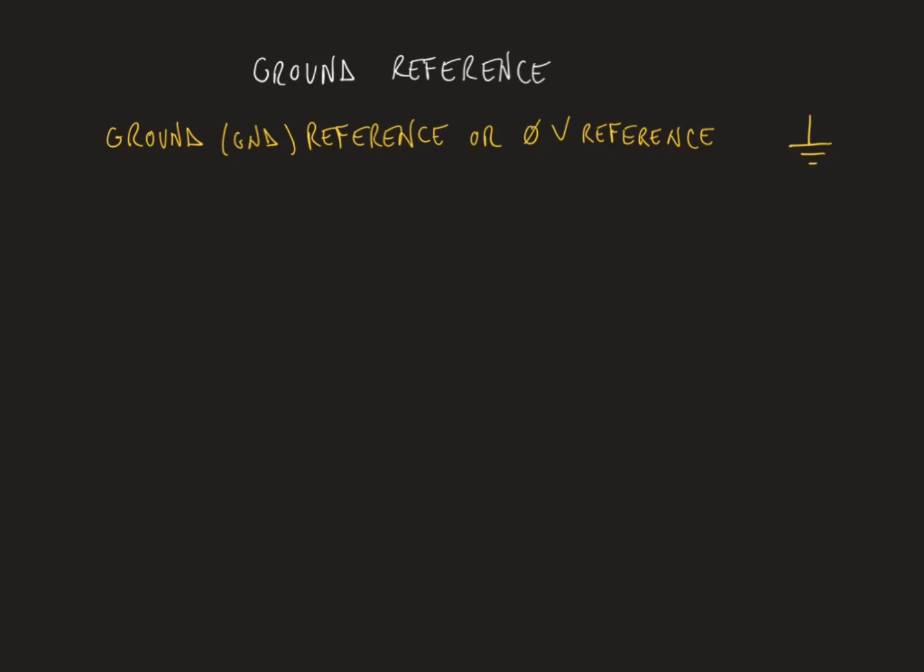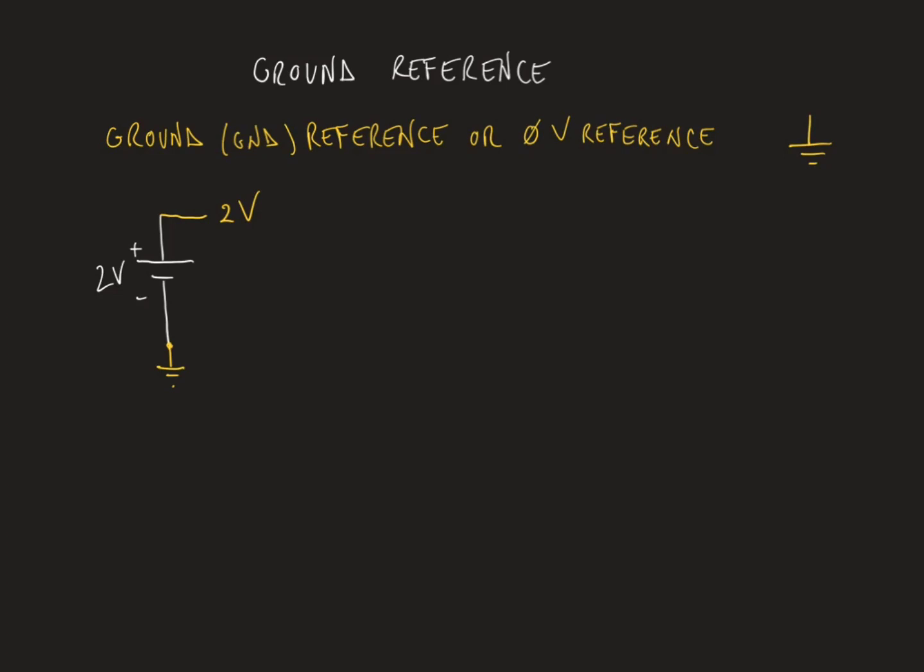Consider, for example, this battery generating a potential difference of 2 volts between its two terminals. If we connect the negative terminal of the battery to ground, then we can say that the positive terminal is at a potential of 2 volts.